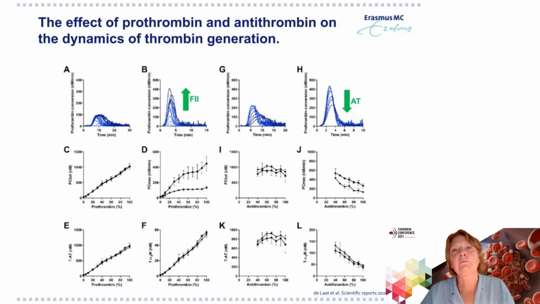So this was previously also published by Romy for healthy individuals or normal plasma samples. And the left two columns show you all the variables for increasing prothrombin levels, and there you see that with increasing factor 2 levels you get more thrombin generation, and the right two columns show you the results with increasing antithrombin levels, and then you see that it catches more thrombin and you get lower curves with higher antithrombin levels. So this is very similar in the hemophilia patients and in the healthy controls.